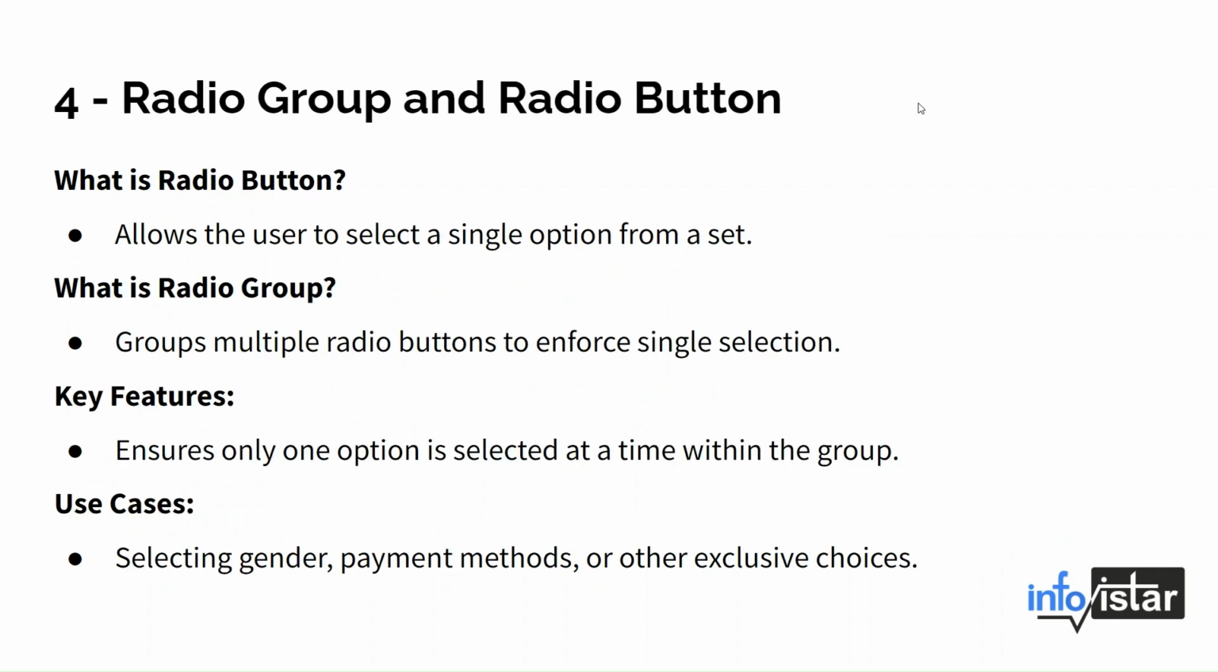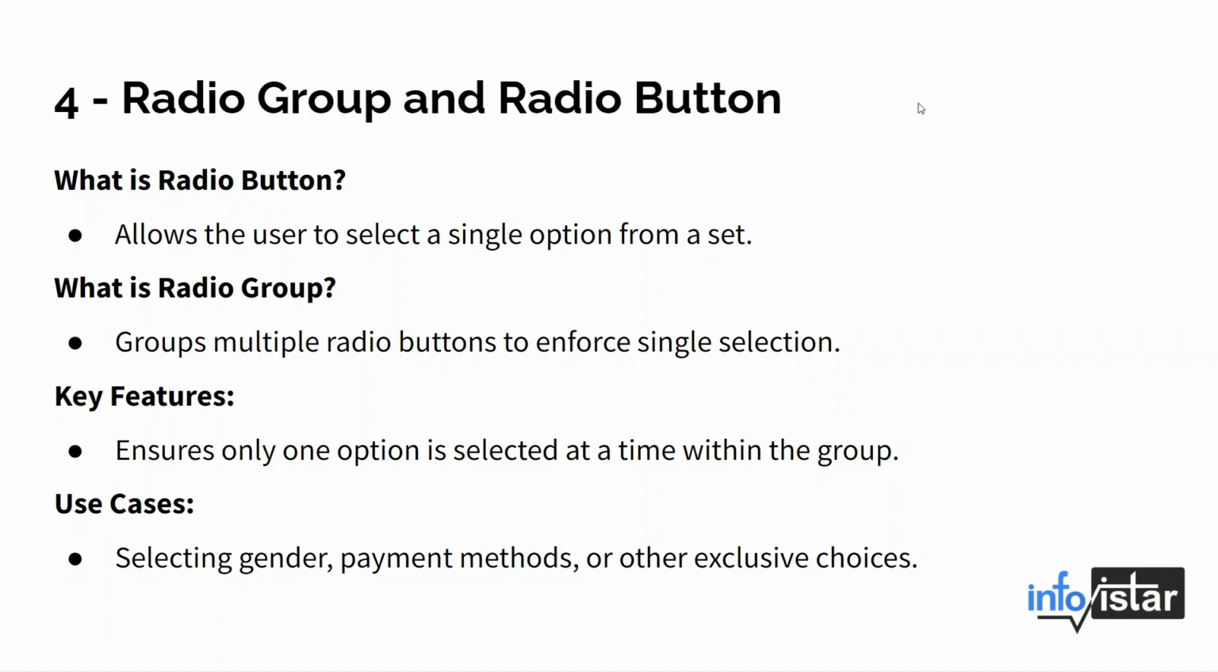Radio group and radio button. Radio button allows you to select a single option from a set, and a radio group groups multiple radio buttons to enforce a single selection. It ensures only one option can be selected at a time within a group. For example, selecting a gender, selecting a payment method while purchasing or making some order, or other exclusive choices.